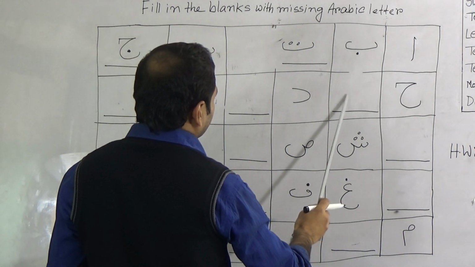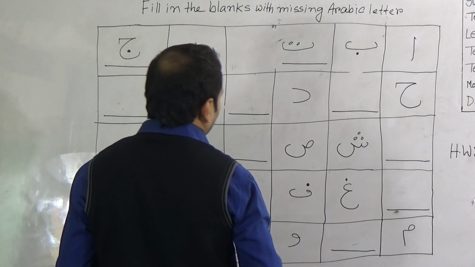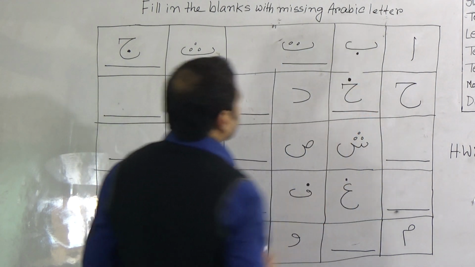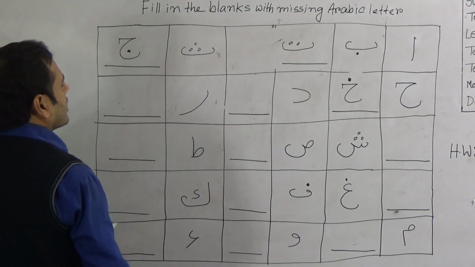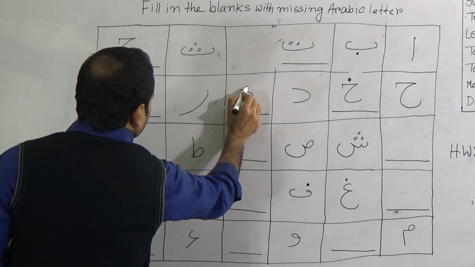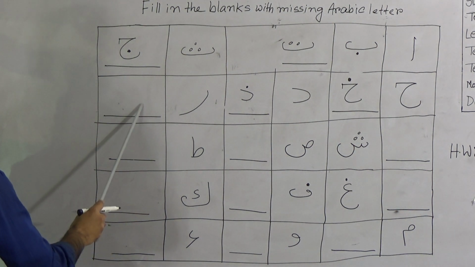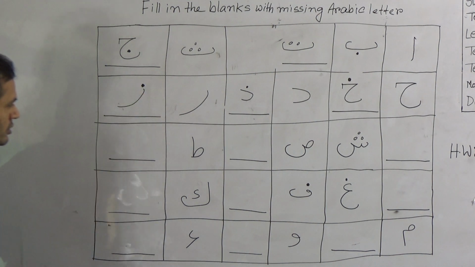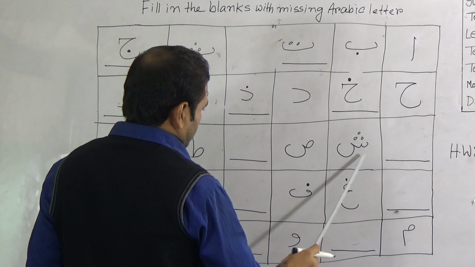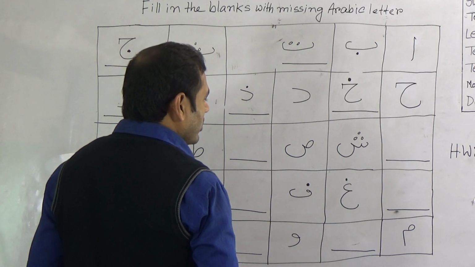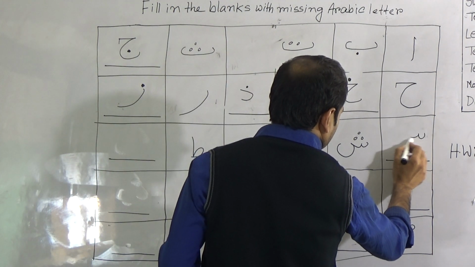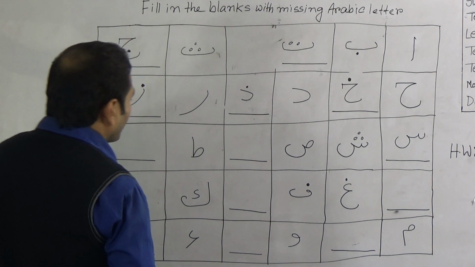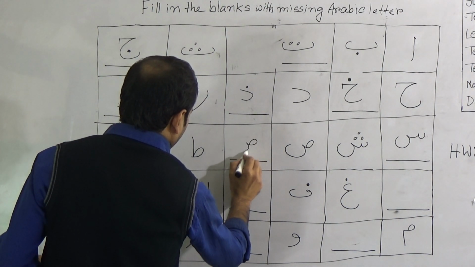Dear students, now Ha, blank, dal. After Ha, we know that Kha comes. So we will write here Kha. Now dal, blank. After dal, dal comes. So we will write dal. Now Ra, blank. Ra is given, so the missing letter will be Za. Students, now in the third line, blank, Sheen. What will be before Sheen? That means it will be Seen. Now Seen, Sheen, Swad, blank. What will be here? Duad will be here. I think all of you understand. So we will write Duad.